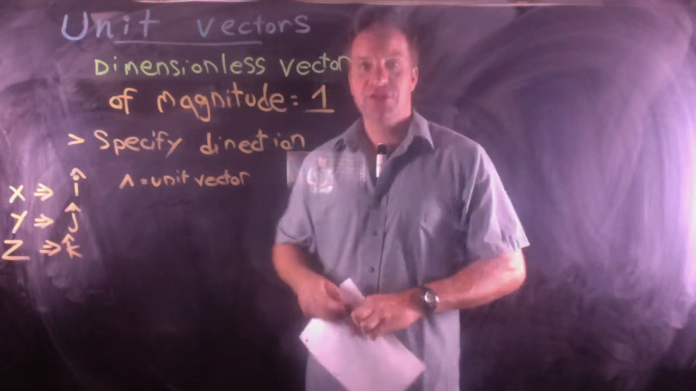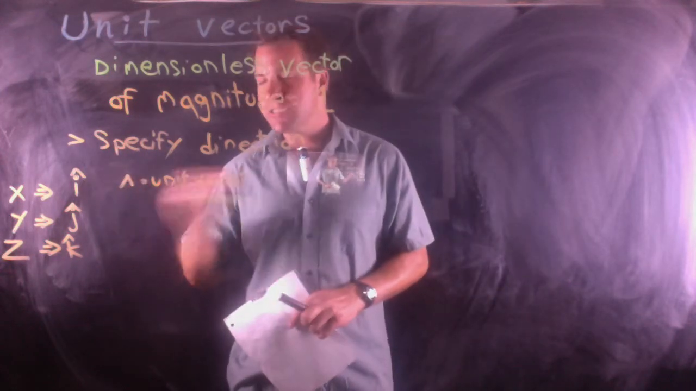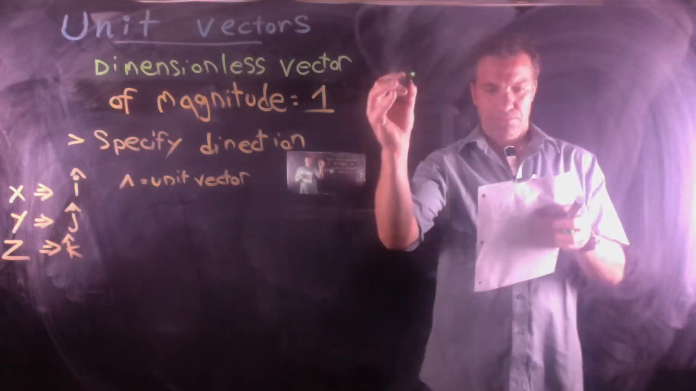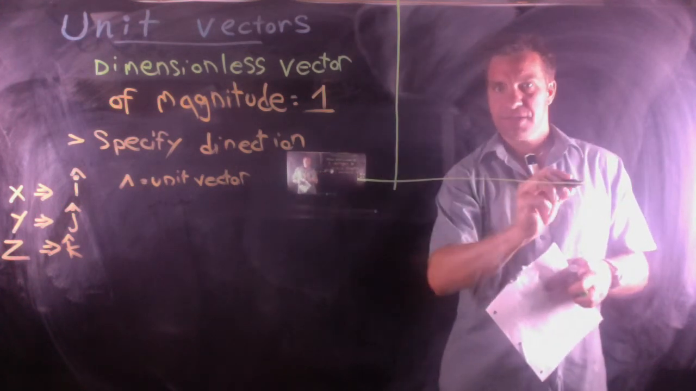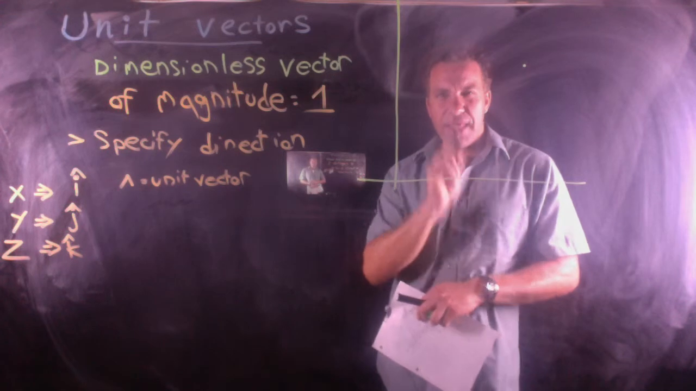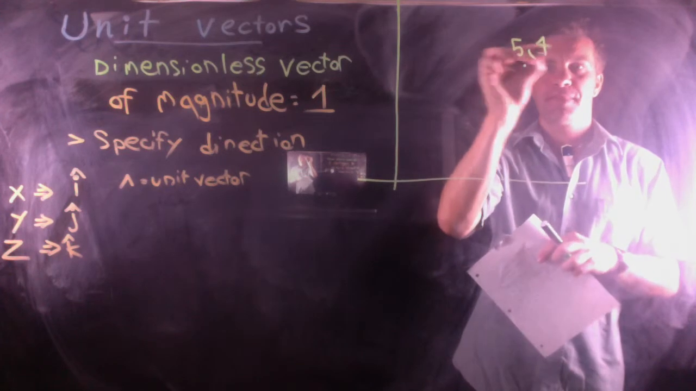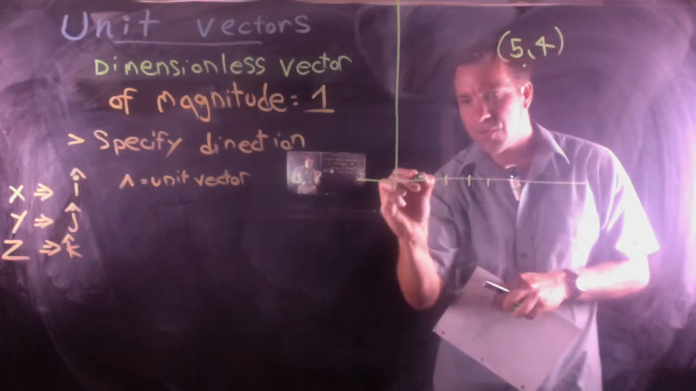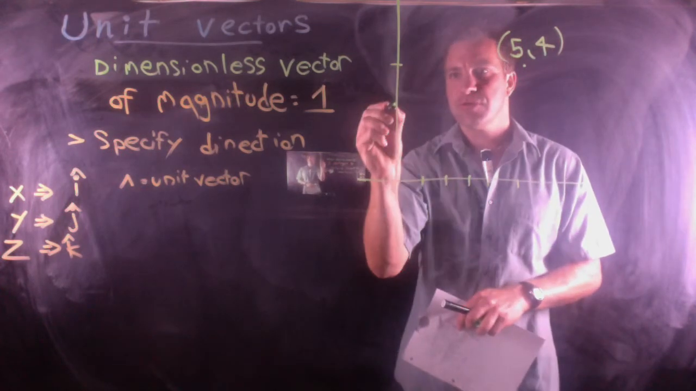All right, so anytime you're along the x-axis, you use the i hat. If you're on the y-axis, you use the j hat. All right, so let's draw a coordinate system here. And let's try the following. I'm going to give you a point right here. Let's say that is point 5, 4. Okay? Now that is 5 out in the x direction. 1, 2, 3, 4, 1, 2, 3, 4, 5. And it is 4 up in the y direction.